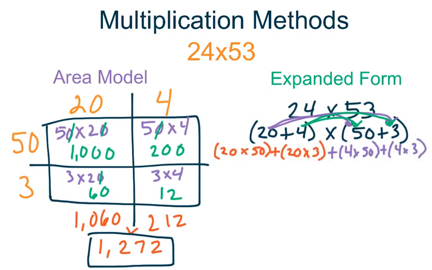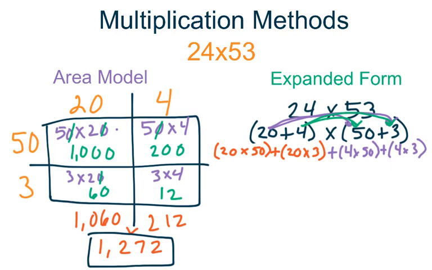When we look at these 4 multiplication problems, you'll notice that they're exactly the same 4 multiplication problems that I find in my area model. The difference being that our numbers might be switched, but the commutative property tells us that it doesn't matter which way my numbers are in my multiplication problems. So over in my area model, I have 50 times 20. Over here in my expanded form, I have 20 times 50. Those are the same problem.